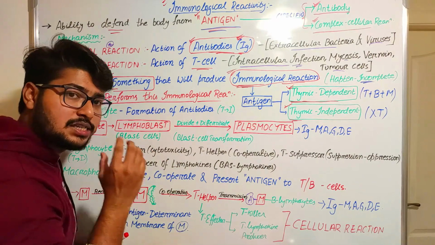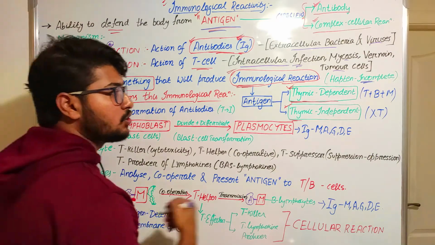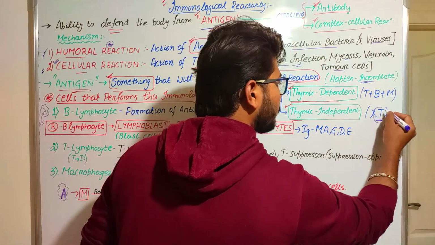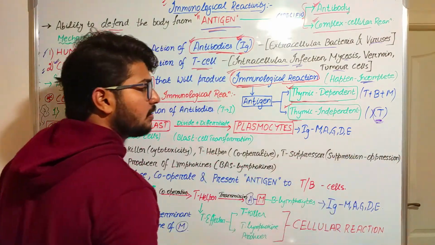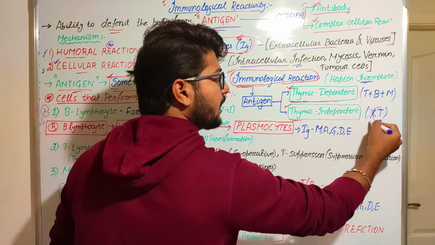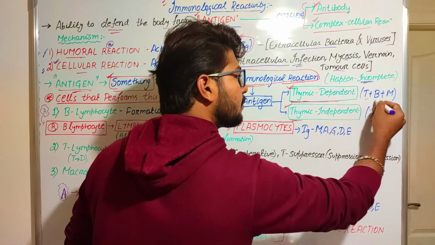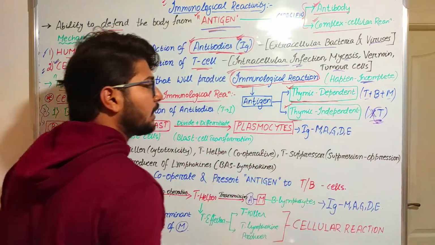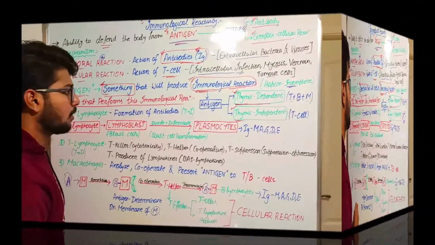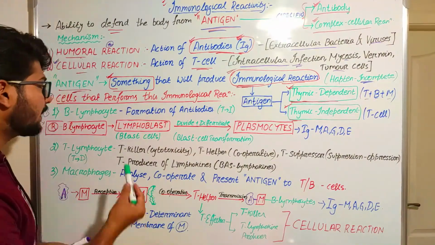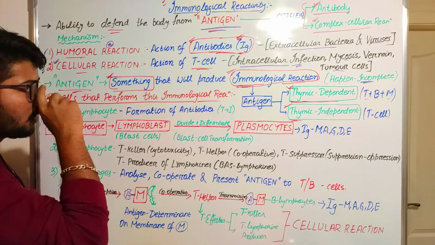As the thymus is responsible for the increase in number and maturation of T cells, mostly the antigens are divided according to the T cells. So if T cells are not involved, then it is thymic independent. If T cells are included, then B cells and macrophages are involved, and it is known as thymic dependent type of antigens. So let's now read about the types of cells that perform these immunological reactions.